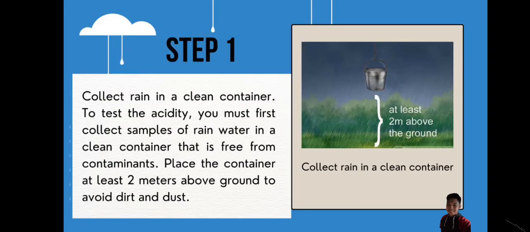The first step is to collect rainwater in a clean container. It is recommended to place the container at least 2 meters above ground to avoid dirt and dust. Take note, the water must be free of contaminants.